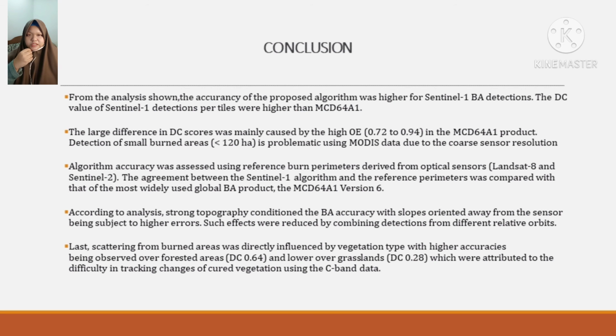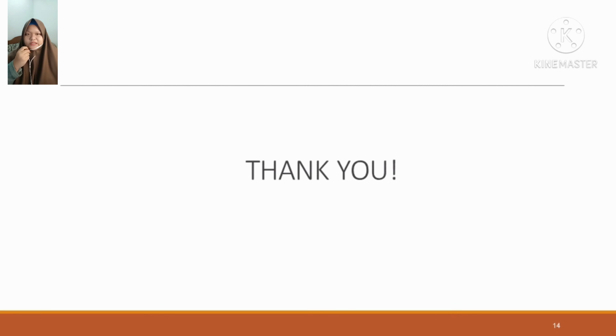According to the analysis of the article, under strong topography conditions, the BA accuracy with slopes oriented away from the sensor is subject to higher errors. Such effects were reduced by combining detections from different relative orbits. Lastly, scattering from burn areas is directly influenced by vegetation type, with higher accuracy being observed over forested areas and lower over grassland, which is attributed to the difficulty in tracking change of herbaceous vegetation using C-band data. Lastly, thank you.